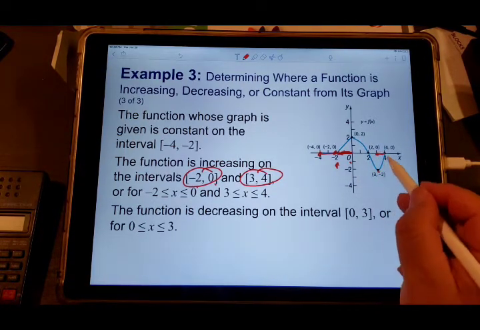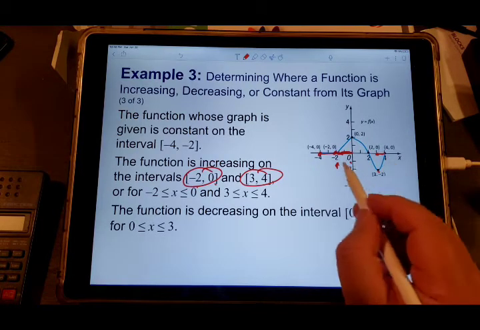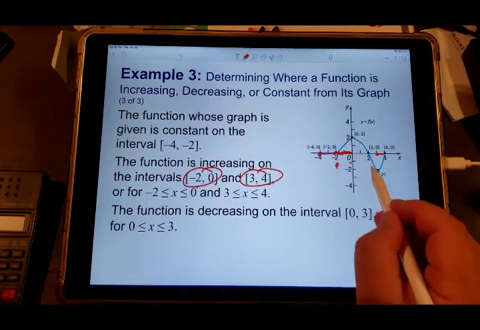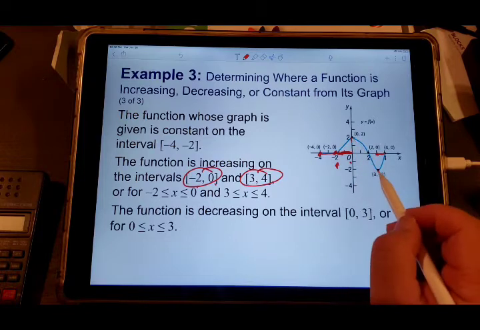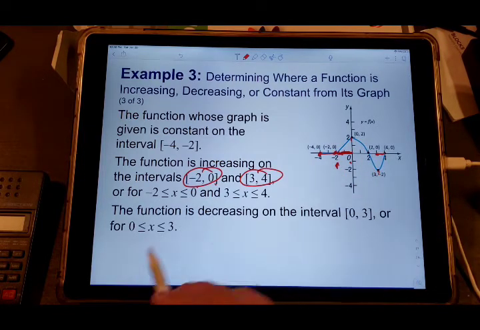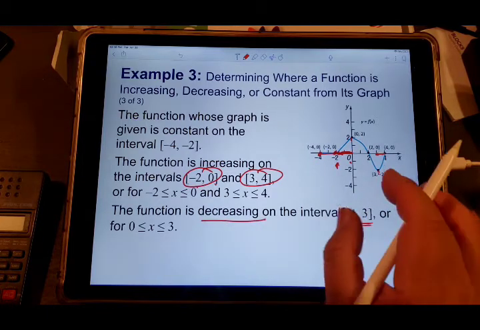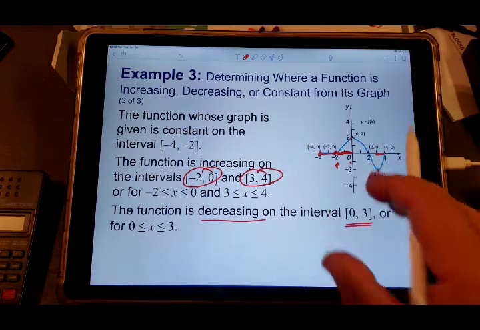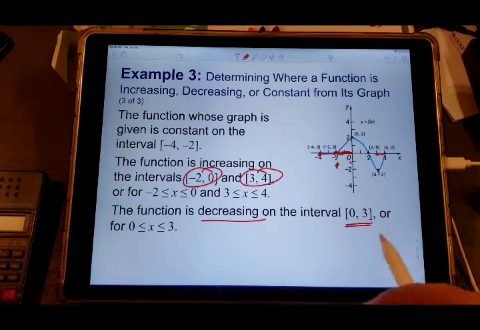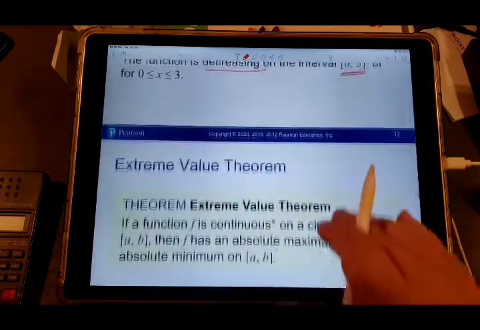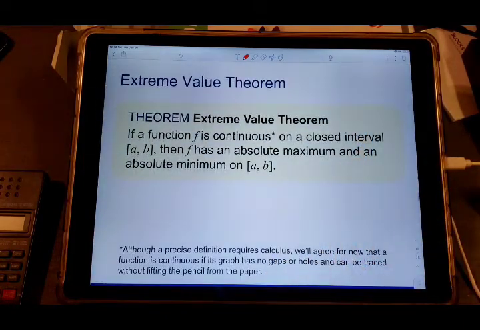So there's a patch where it's increasing. The ant's going uphill. But the ant's going downhill from 0 to 3. So 0 to 3, the function is decreasing. So if you have the image, and that's one of the important things, we kind of need the image. If you have the image, you can tell where the function is increasing or decreasing.